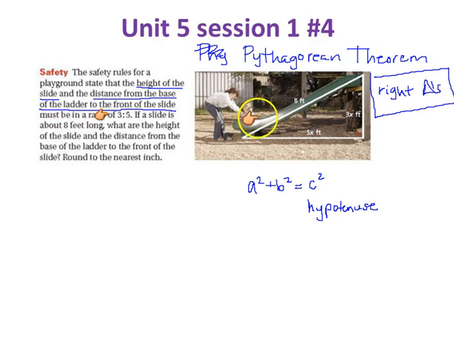If a slide is about 8 feet long, so that is also already labeled, what are the height of the slide and the distance from the base of the ladder to the front of the slide? So what is the height of the slide and this distance? All right, well, everything's already labeled for us. So really, we just need to plug all these values into the Pythagorean theorem. So let's go ahead and do that.